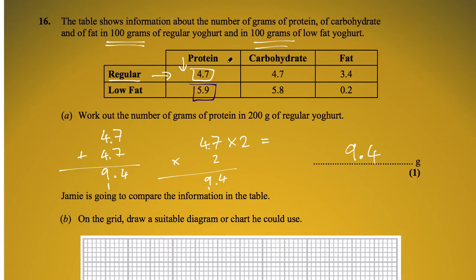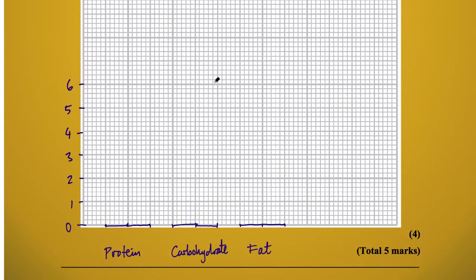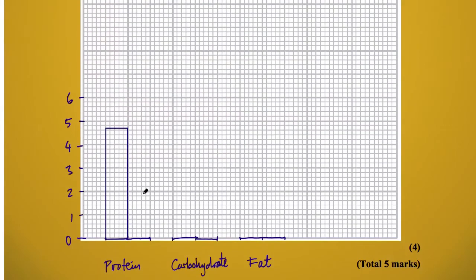So protein, we've got 4.7 and 5.9. So 4.7, 4.2, 4.4, 4.6, 4.7 is here. Should be using a ruler for that. I wonder if I can get that to work. Just about. It's not perfect, but it's close. 4.7 was one, and 5.9 was the other. 5.9 is right up there, halfway between 5.8 and 6.